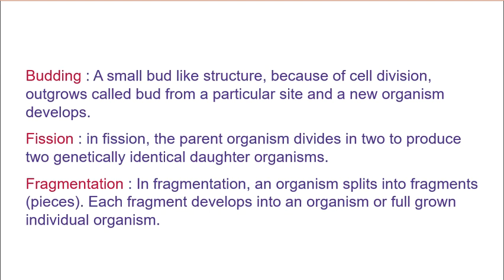So this is reproduction, and how is it done? Through budding. So like this, with the help of budding, reproduction is completed vegetatively. Second is fission. In fission, the parent organism divides into two to produce two genetically identical daughter organisms. Suppose there is a plant cell of a plant body, it will be divided into two. The whole thing will be divided, the nucleus, everything will be divided, and two identical organisms will be developed.